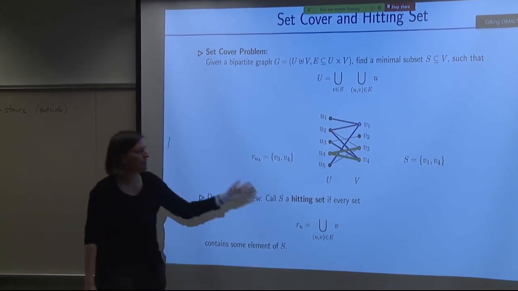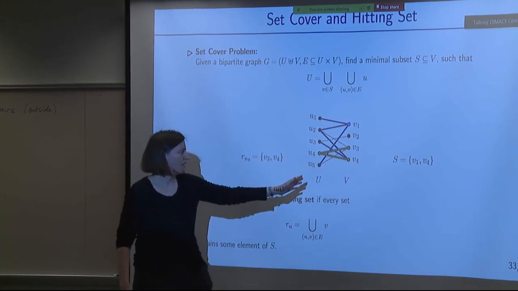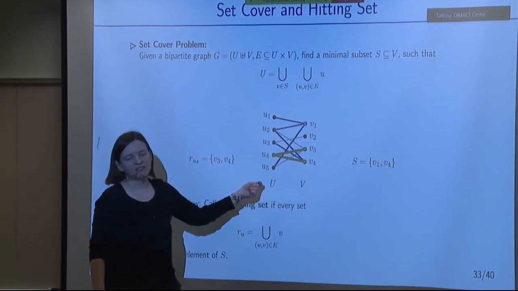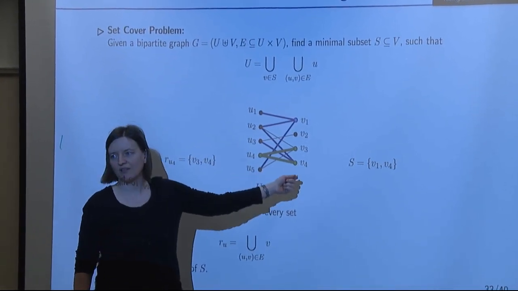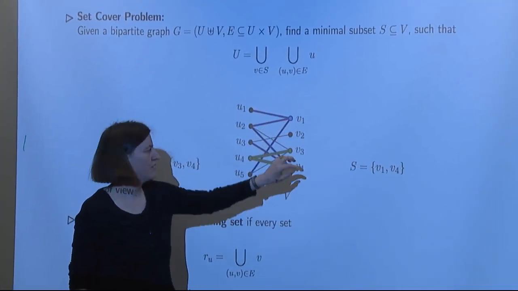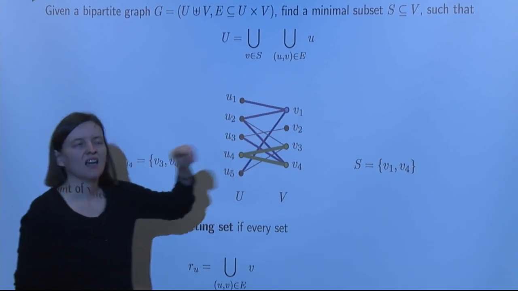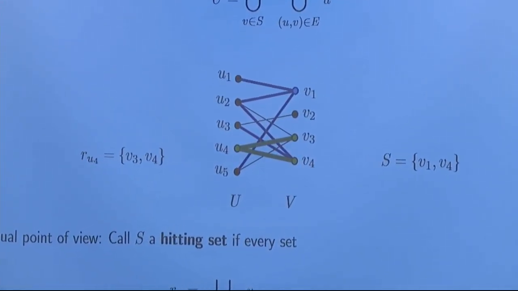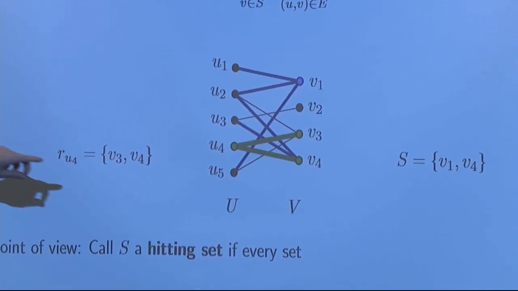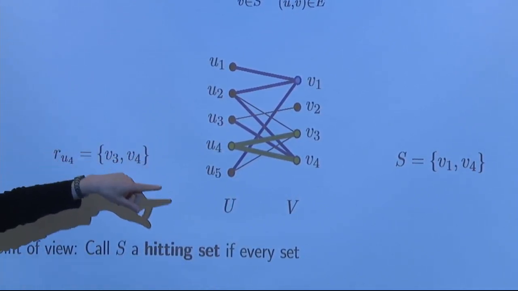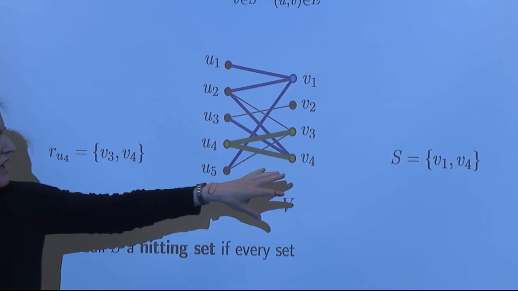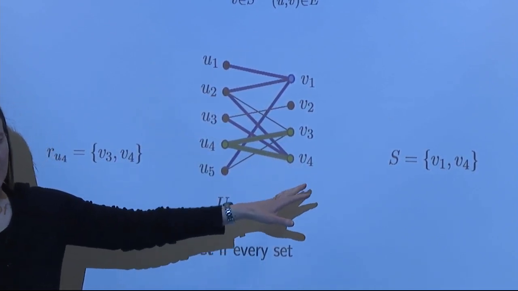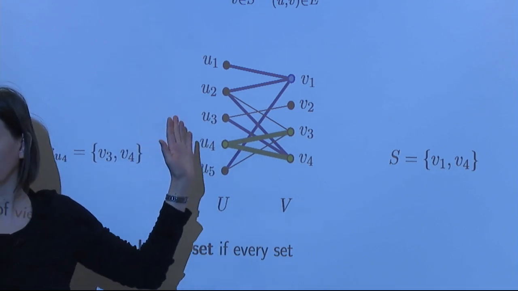On one side you have the ground set, and on the other side you make an edge to every point that is in your set. So every point here represents a set. Every neighborhood here represents a set. And now, if you think about it this way, what you're interested in is the smallest possible subset of sets, so that their neighborhood covers all of the ground set.